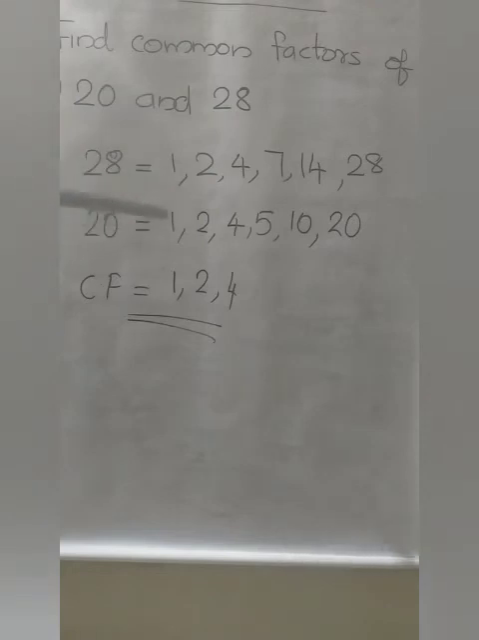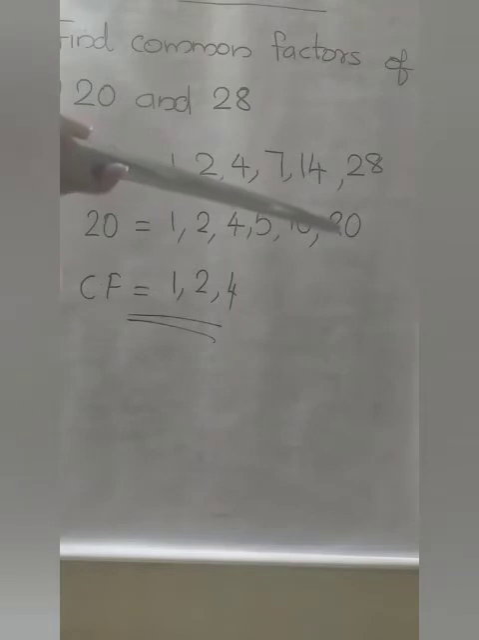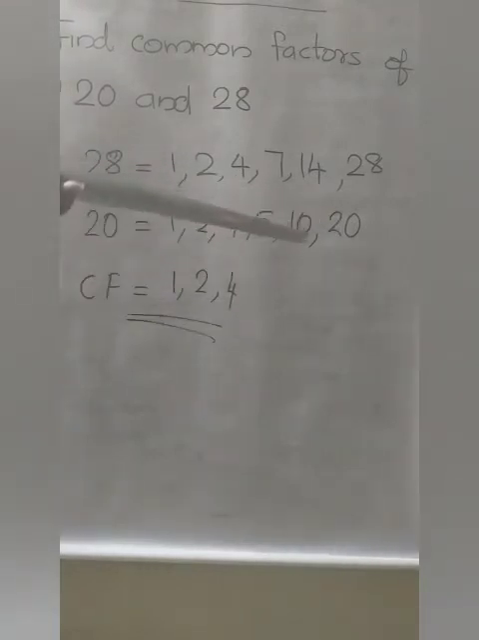Writing the factors of 20. 1 is a factor. 1 into what? 1 into 20. Next 2. 2 into what is 20? 2 into 10. Next 4. 4 into what is 20? 4 into 5. So we wrote all the pairs of 20 also. Now we need to find the common factors. Starting from 1, I said 1 is a factor of every number. So 1 is a common factor.